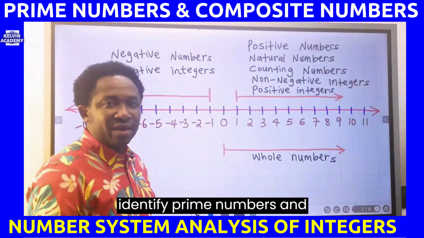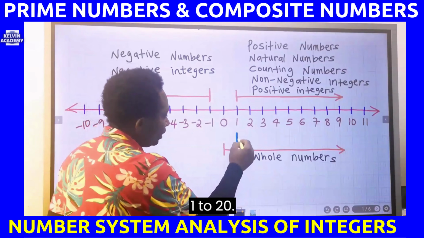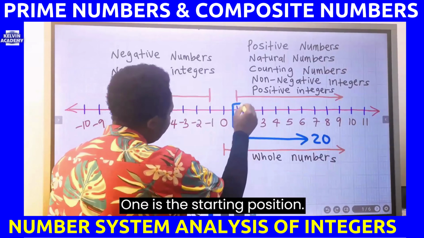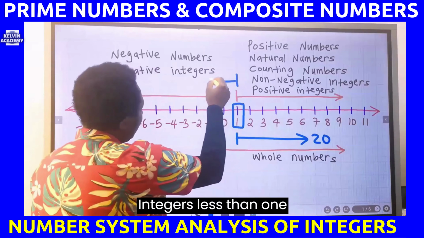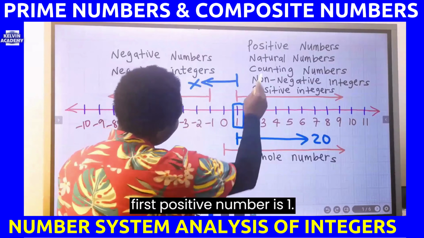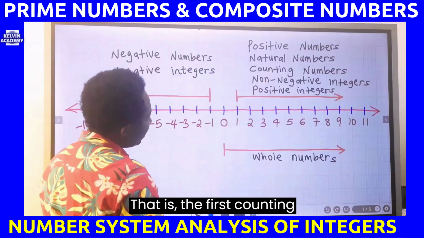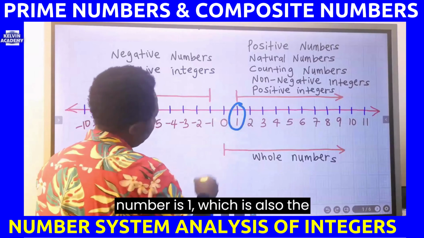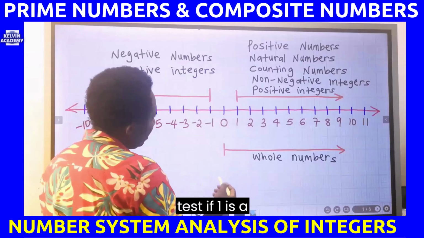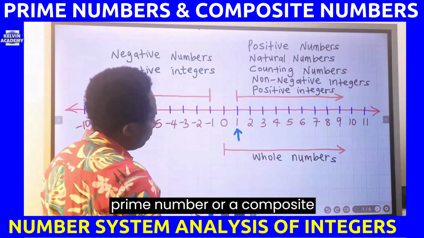Let's identify prime numbers and composite numbers from 1 to 20. 1 is the starting position. Integers less than 1 will not be considered. The first positive number is 1. That is, the first counting number is 1, which is also the first natural number. We are going to test if 1 is a prime number or a composite number.